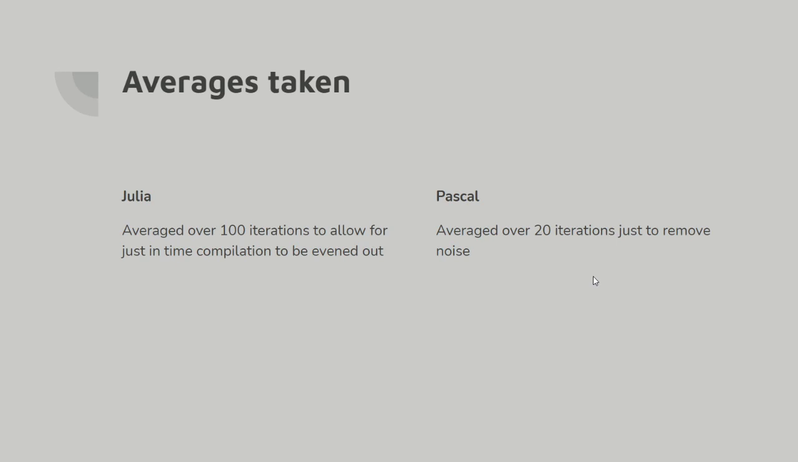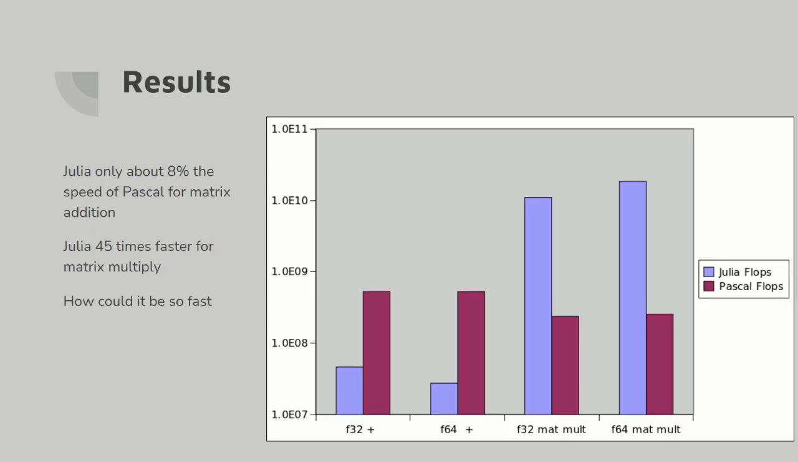I did all my tests using 100 iterations of operations on large matrices for Julia, to allow for the just-in-time compilation, which will take place on the first iteration, to be amortized over a large number of iterations. And if the matrix is very large, the compile time is small compared to the execute time. And in Pascal, I just averaged over 20 iterations to remove noise as the program is statically compiled. The results were that whilst Julia was only about 8% of the speed of Pascal for matrix addition, it was 45 times faster for matrix multiplication.